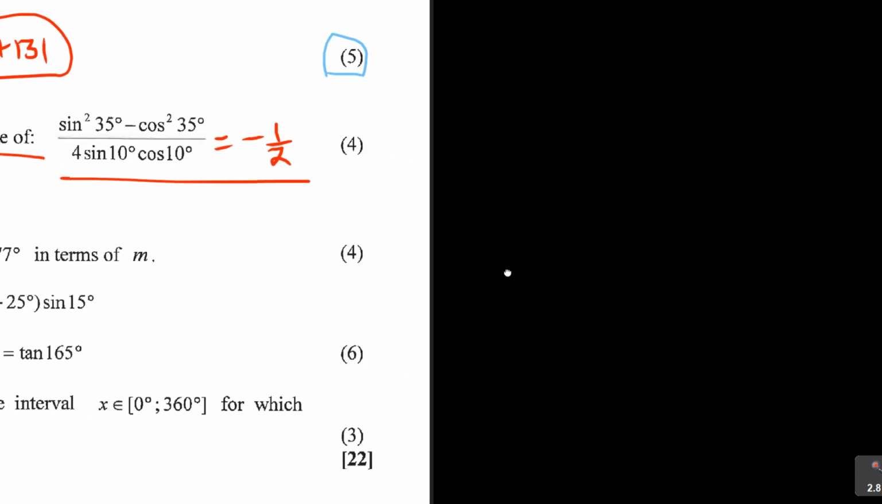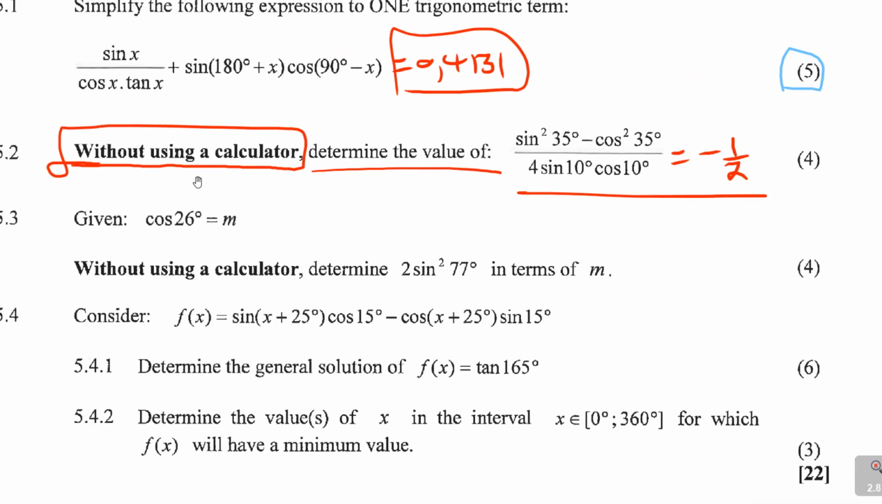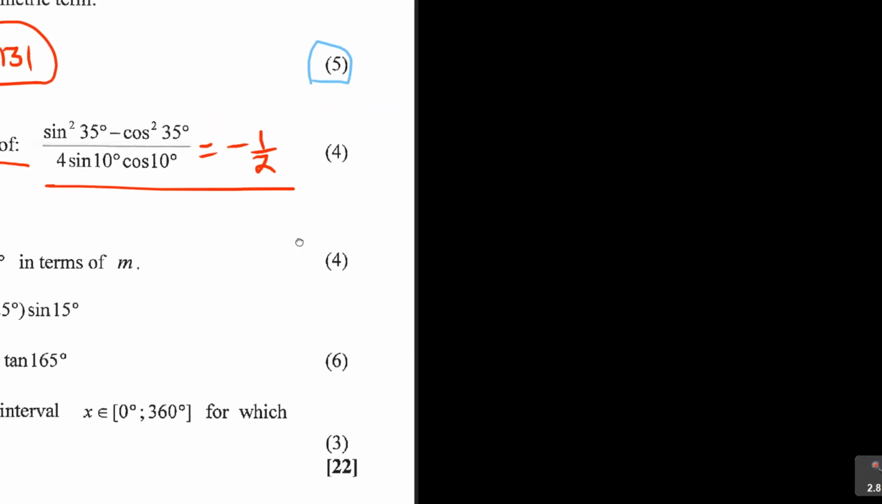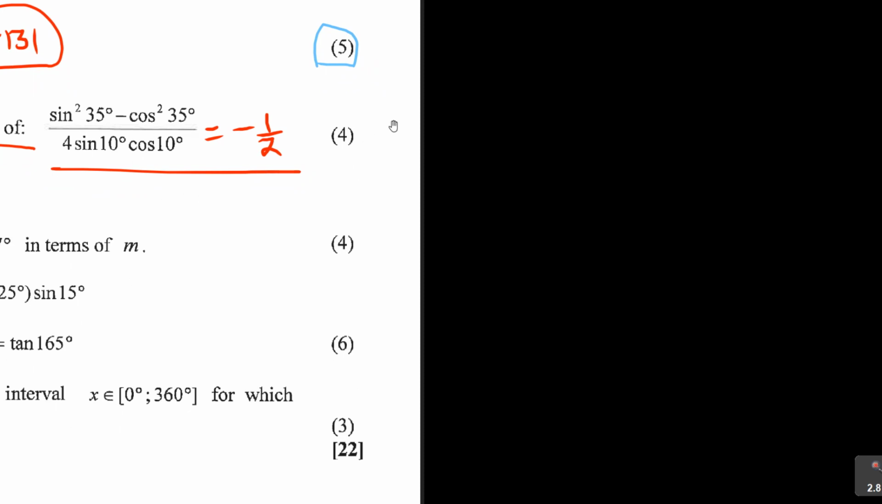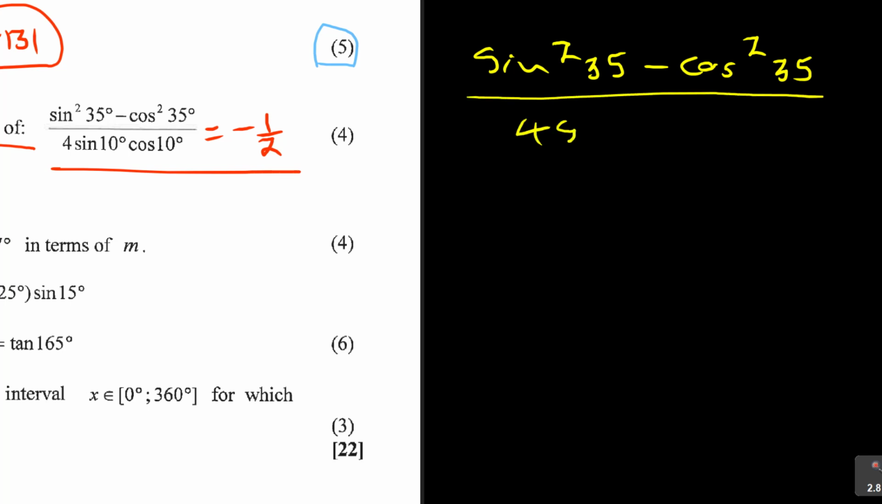I know my answer is a negative half. That's why they say get the answer, but they are trying to say to you, we know the answer is negative half. We have already worked it out. That's what the examiner is saying, but show us how we came up with that. First things first, let's look at the top. Actually, it's easy for you to recognize this. Look, it's saying sine squared 35 minus cos squared 35 over 4 sine 10 cos 10.